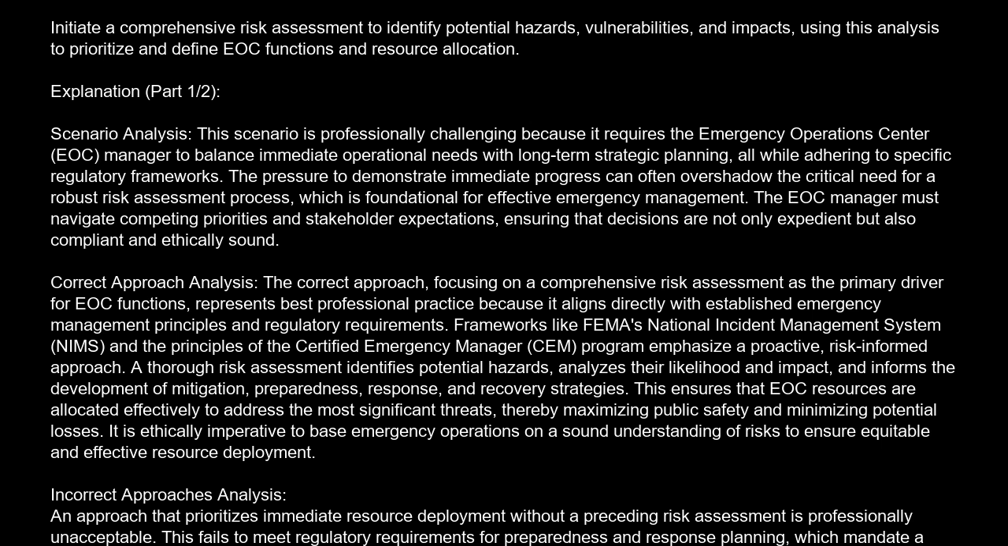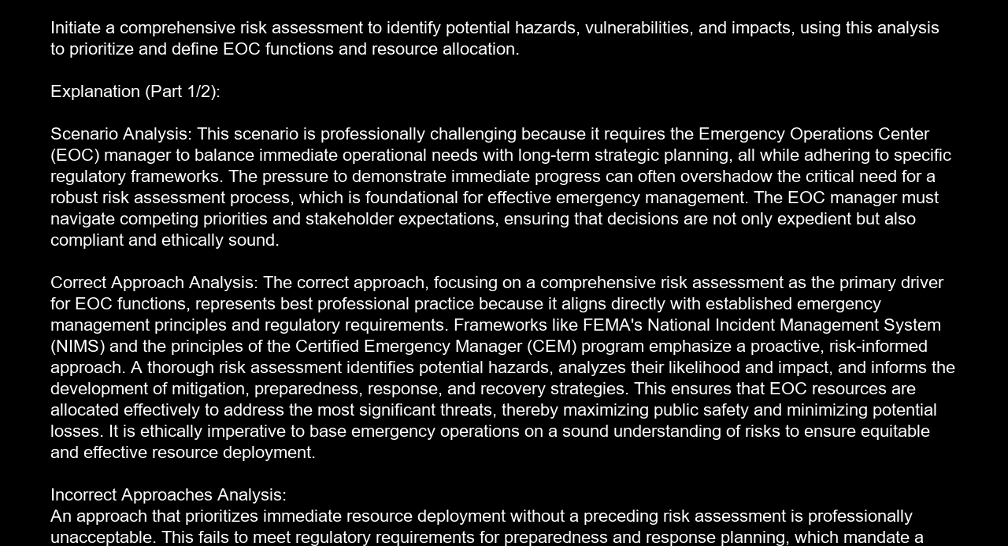The correct approach, focusing on a comprehensive risk assessment as the primary driver for EOC functions, represents best professional practice because it aligns directly with established emergency management principles and regulatory requirements. Frameworks like the FEMA National Incident Management System (NIMS) and the principles of the Certified Emergency Manager (CEM) program emphasize a proactive, risk-informed approach. A thorough risk assessment identifies potential hazards, analyzes their likelihood and impact, and informs the development of mitigation, preparedness, response, and recovery strategies.